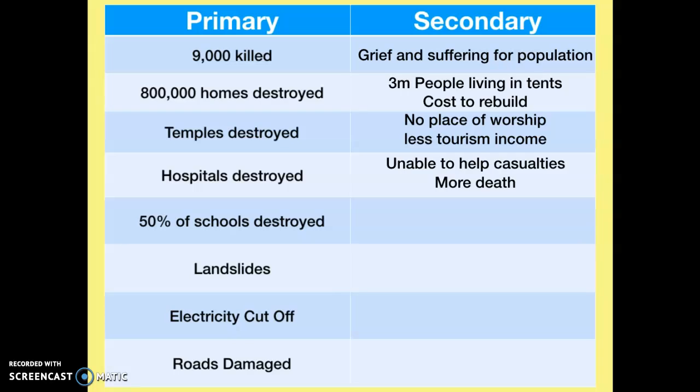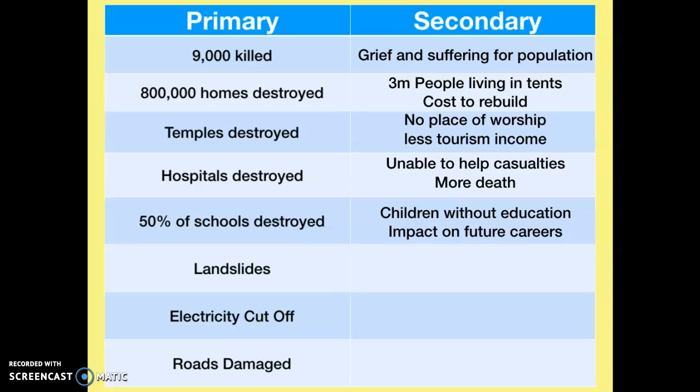Okay, this is an interesting one. 50% of the schools were immediately destroyed by the earthquake. Now, the secondary effects of that are going to be quite long lasting. You're going to firstly have children without education, and then further on down the line, further knock-on effects of that are going to have an impact on their future careers.